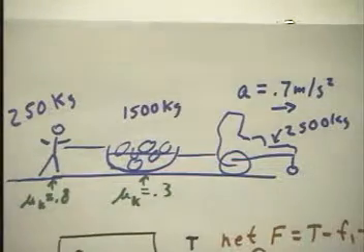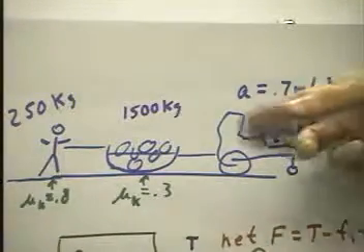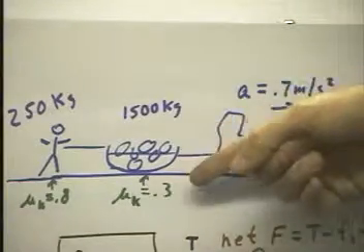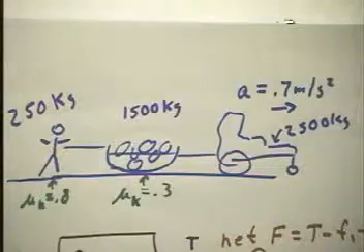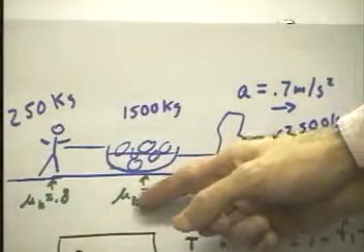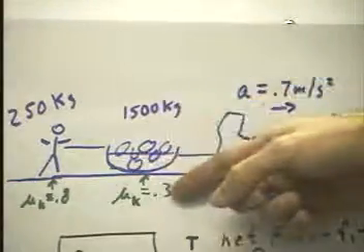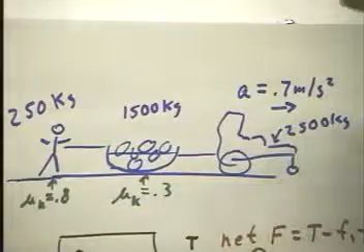Here's a problem involving forces. Here's the situation. We have a 2,500 kilogram tractor towing a 1,500 kilogram sled full of rocks. The coefficient of kinetic friction of that sled against whatever the surface is, pavement or whatever, is 0.3.